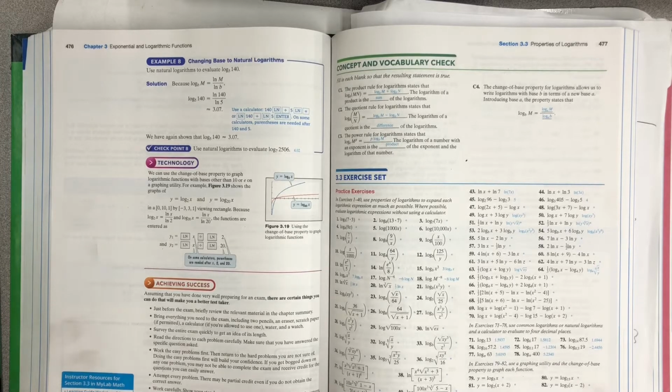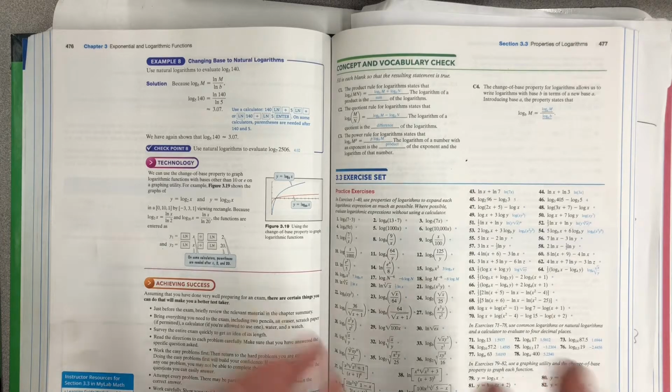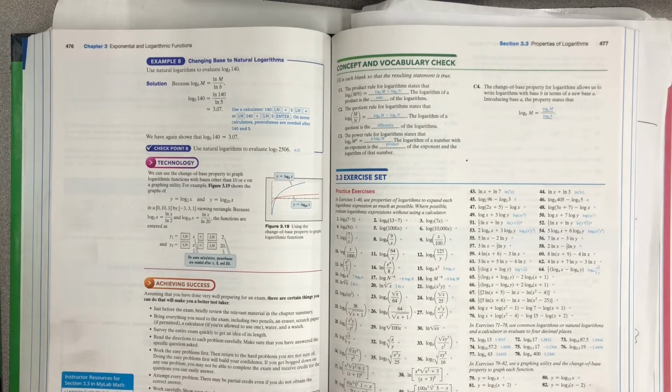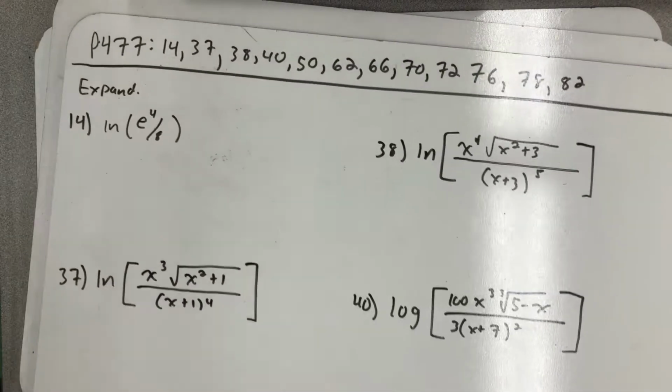I'd like to do some examples that come off of page 477 of our textbook. The first 4 problems I want to do come from this section where we're instructed to use properties of logarithms to expand each logarithmic expression as much as possible. Where possible, evaluate logarithmic expressions without using a calculator. So I want to do problems 14, 37, 38, and 40 from that section.